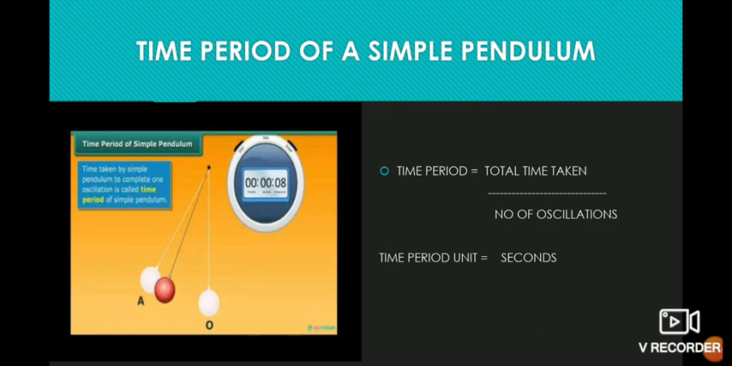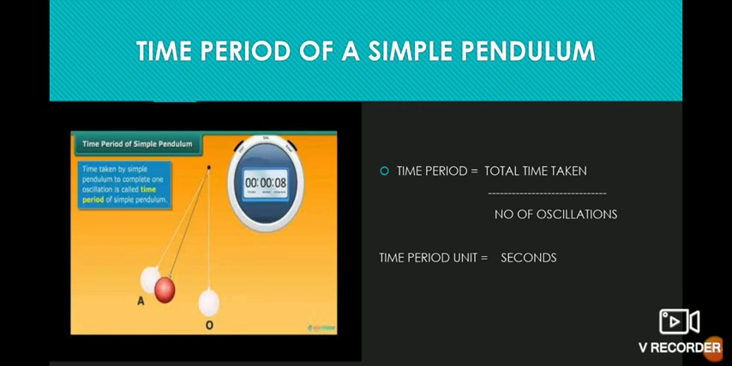And what is the formula? Time period is equal to the total time taken divided by the number of oscillations. And what is the unit? It is generally written in seconds. So this is the time period of a simple pendulum.